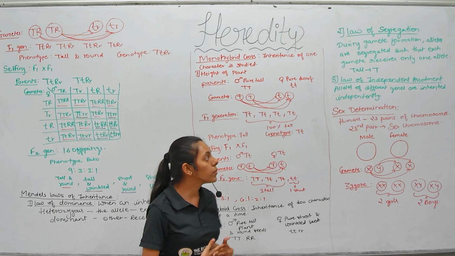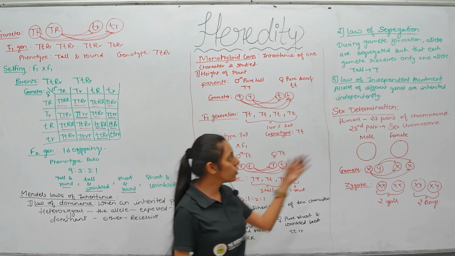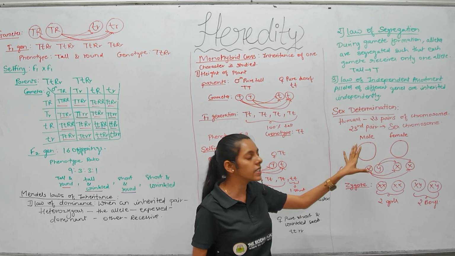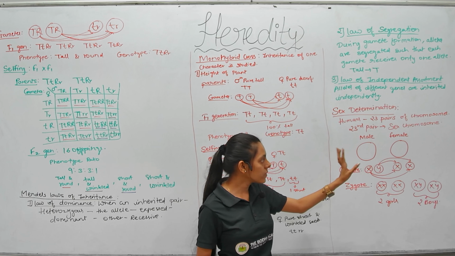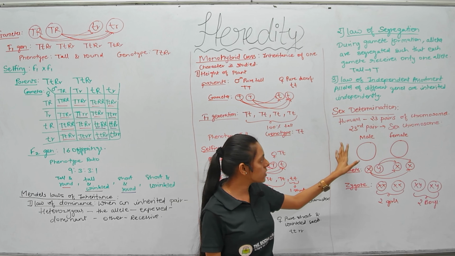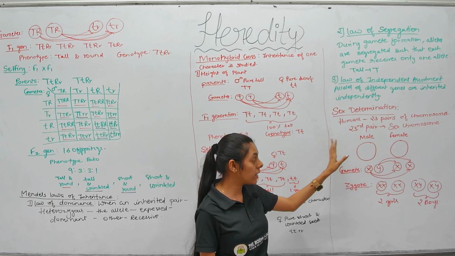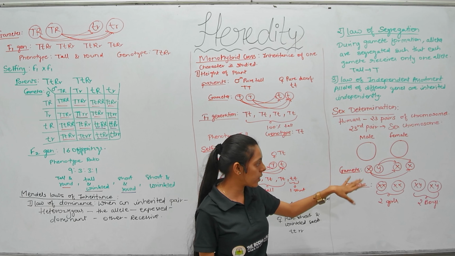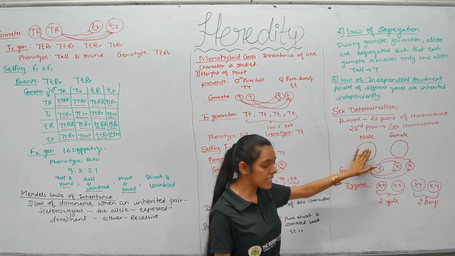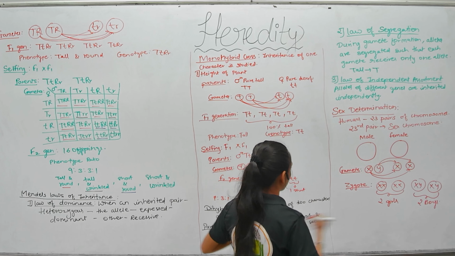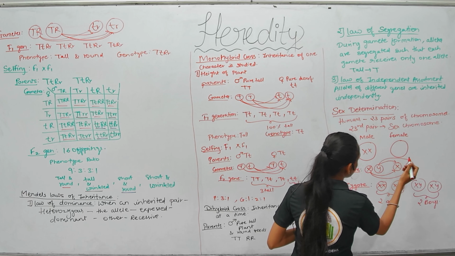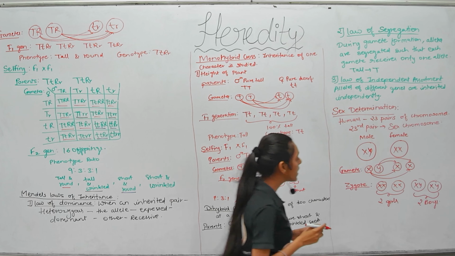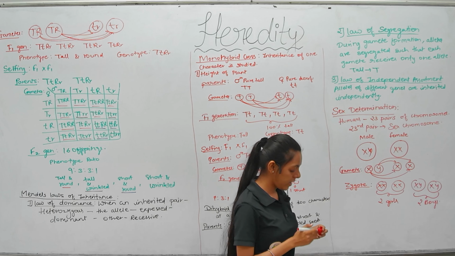Okay, then we come to sex determination. Here in humans, as I had told, there are 23 pairs of chromosomes, and the 23rd pair is the sex chromosomes. One chromosome will be taken from the male and one from the female. In males there is X and Y, and in females there is X and X. So the gametes here are X, Y and X, X.